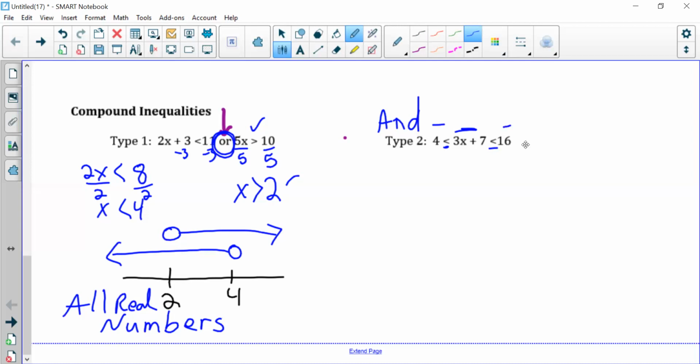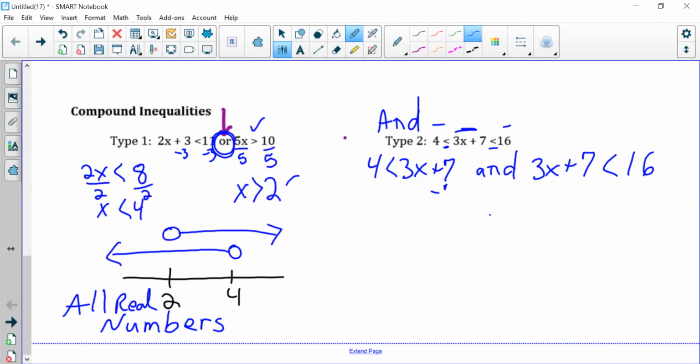So let's rewrite it as 2 separate inequalities. So 4 is less than 3x plus 7. And then 3x plus 7 is less than 16. And I always write my and in the middle so I remember it's an and. I find that this way helps me keep from getting confused and I don't forget to do something to one side or the other. All right, so let's solve.